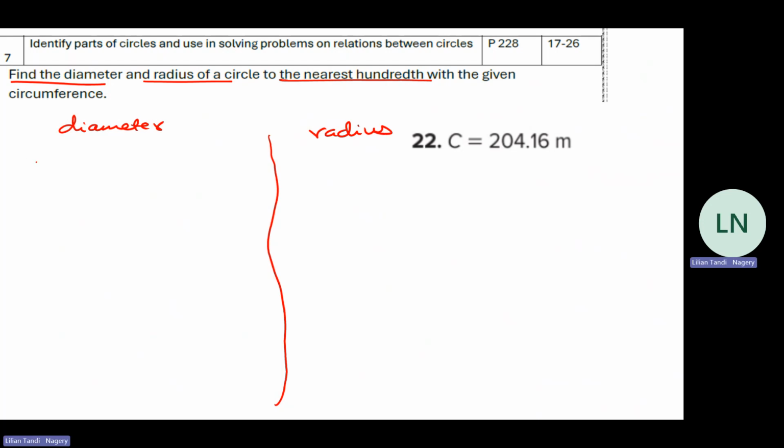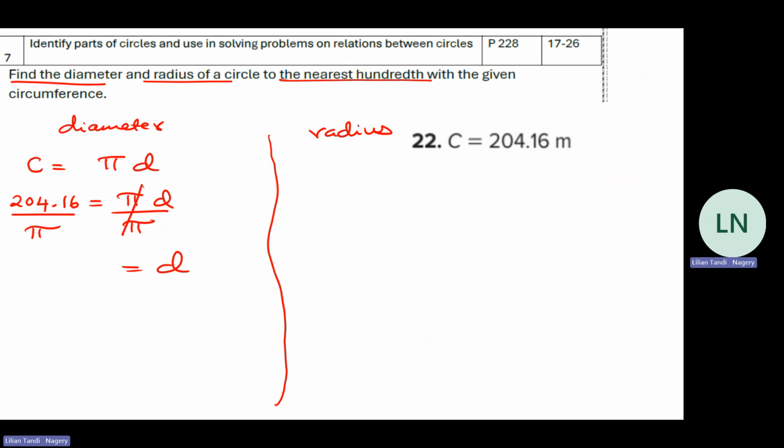All right, same thing here. We need two answers. How do I know? Find the diameter and radius. How am I finding? I have to use Kanun and I also have to round. So here I will do diameter. Here I will do radius. Kanun for diameter, circumference equals pi d. Circumference in this question is 204.16. Pi d. Divide both sides by pi. Pi goes away. Diameter.